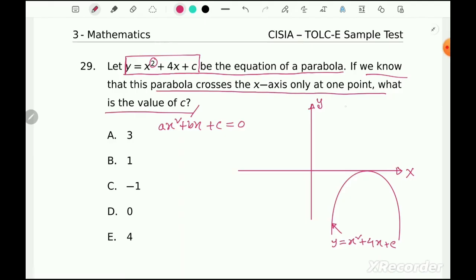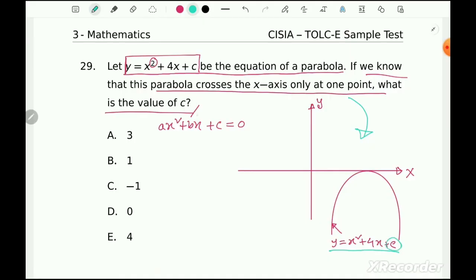However, if you look here, this problem can be understood very well. This is our equation, x square plus 4x plus c. This equation touches the x-axis. It doesn't intersect, it just touches the x-axis at one point. Okay, so we have to find out the value of c.